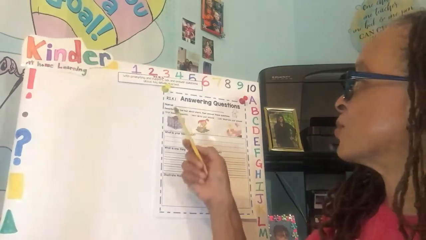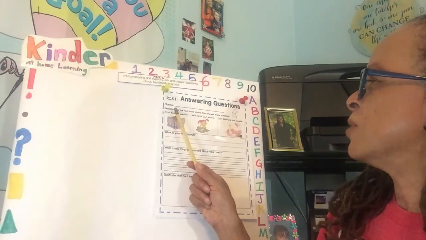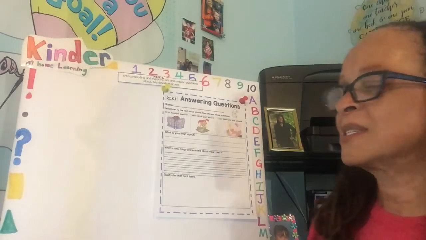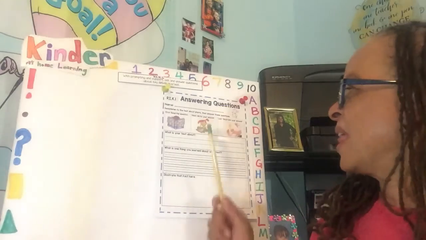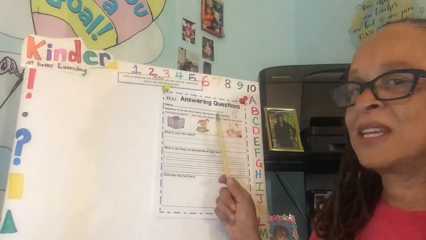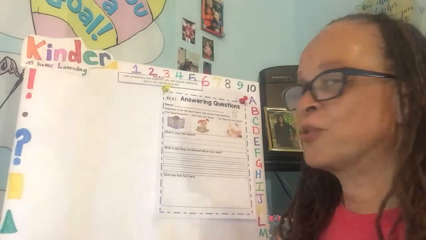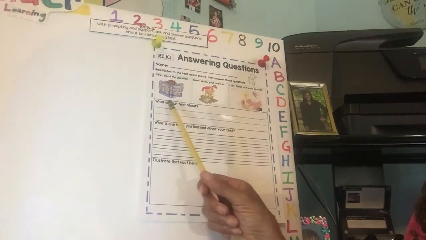First, answering questions. You're going to read or listen to the text about plants, then answer these questions. First, you read the question. Next, you write the answer. And then finally, you illustrate your answer. First question is, what is your text about?